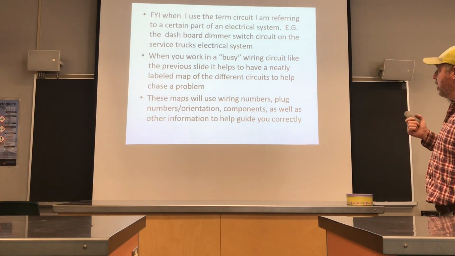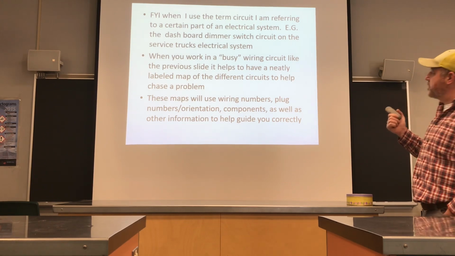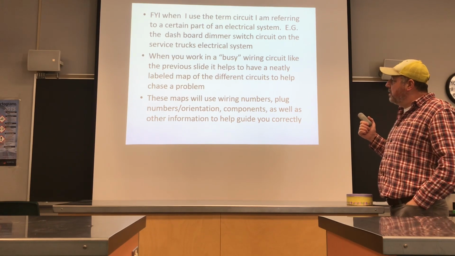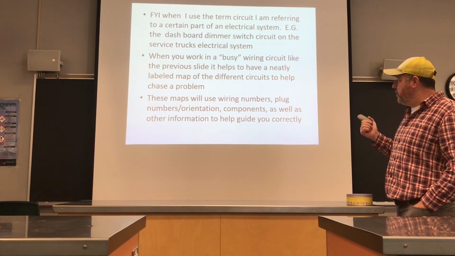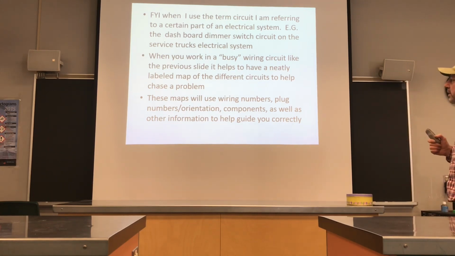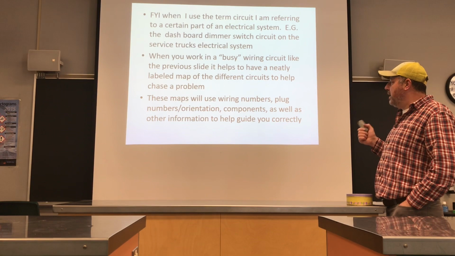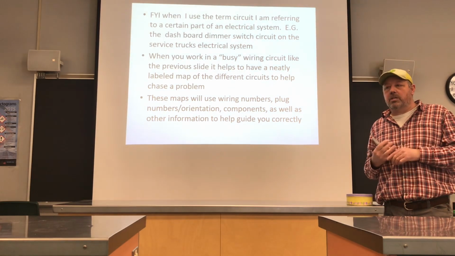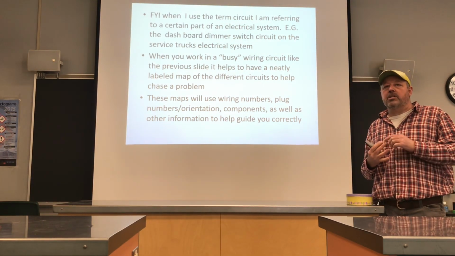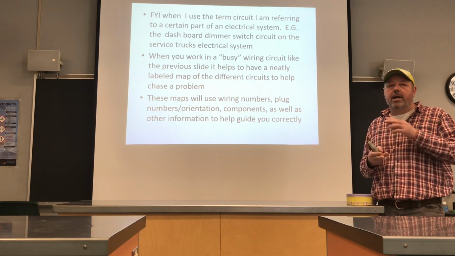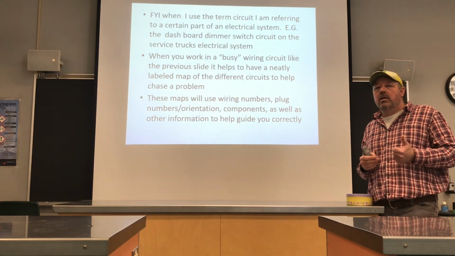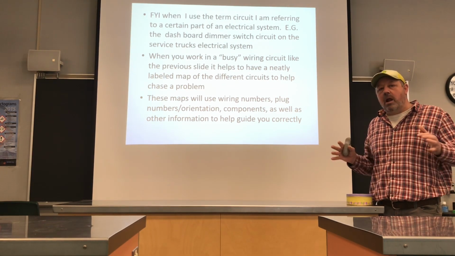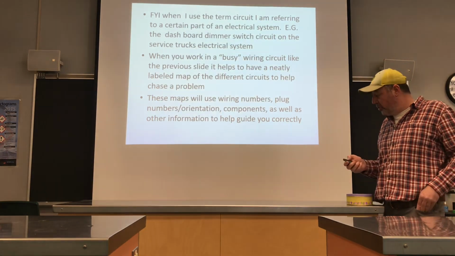When you work in a busy wiring circuit, like the one on the previous slide, it helps to have a neatly labeled map of the different circuits to chase a problem. These maps will use wiring numbers, plug numbers, orientation components, as well as other information. So this is where we get all the information for our schematic. It's going to give us our symbols, it'll give us harness numbers, wire gauges, colors, all the information that we're going to need to narrow in on a problem that we're trying to troubleshoot.